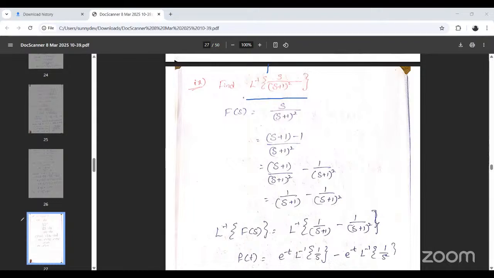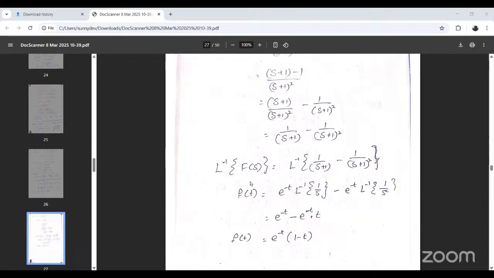So here, find the inverse Laplace transformation of s by s plus 1 whole square. So f of s equals s by s plus 1 whole square. Adding the 1 and subtracting the 1, we get s plus 1 by s plus 1 whole square minus 1 by s plus 1 whole square. Here using the first shifting theorem, we can write e power of minus t outside with L inverse of 1 by s, and here also e power of minus t outside, with 1 by s square. So finally we are getting this.